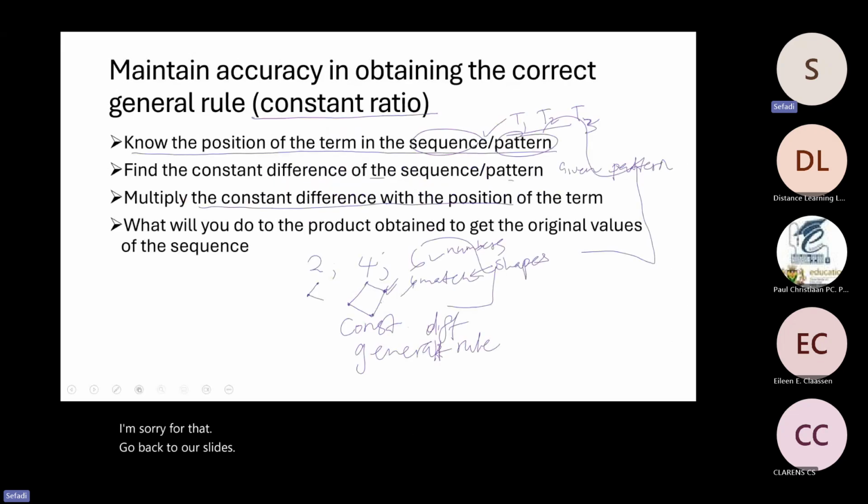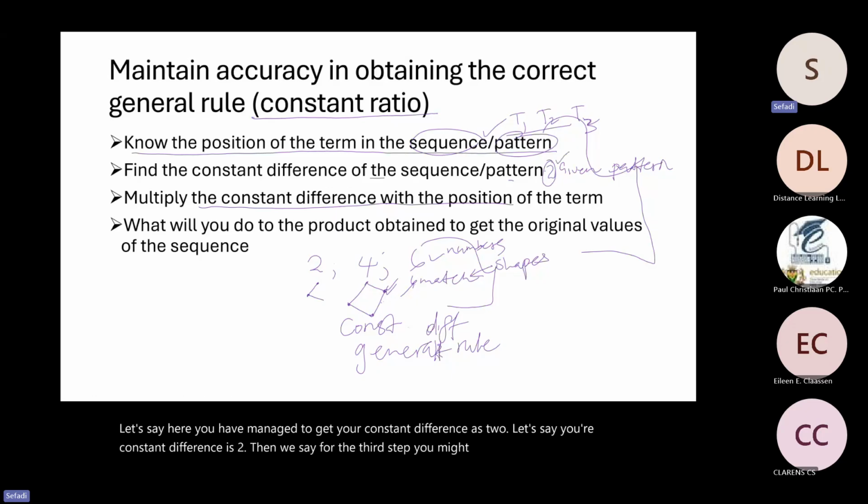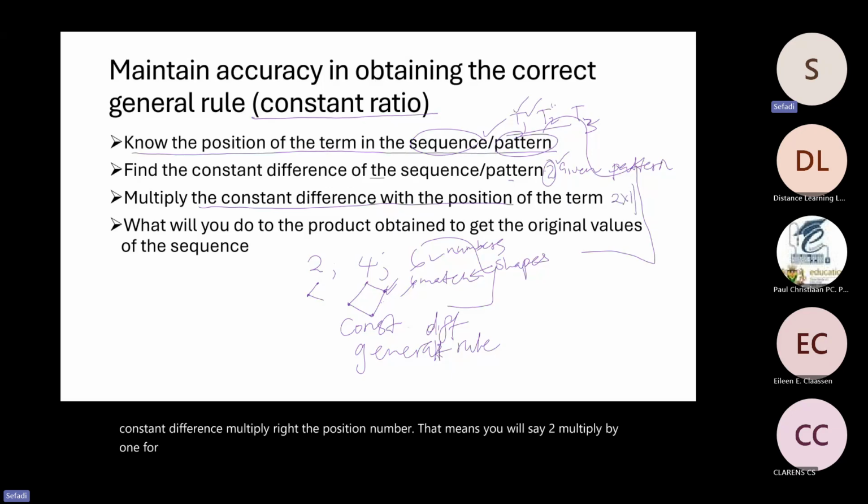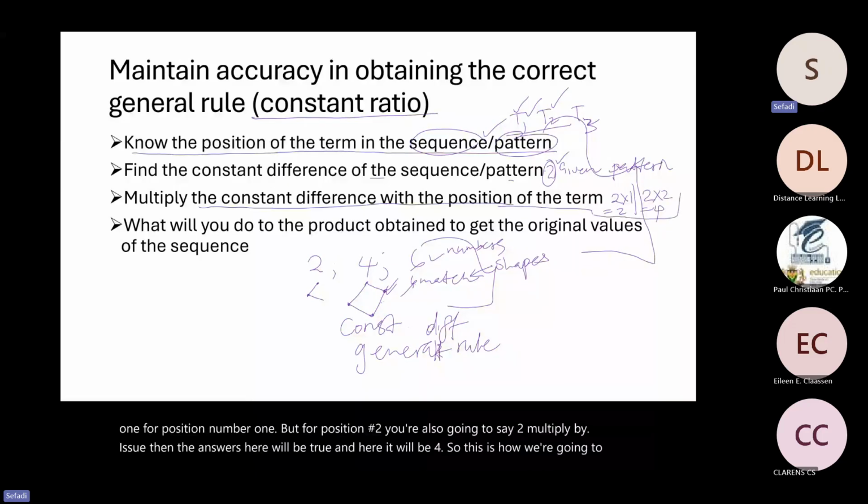Let's say here you have managed to get your constant difference as 2. Let's say your constant difference is 2. Then we say for the third step, you are going to say a constant difference multiplied by the position number. That means you will say 2 multiplied by 1 for position number 1. But for position number 2, you're also going to say 2 multiplied by 2. Then the answers here will be 2, and here it will be 4. So this is how I'm going to deal with it for the third step.